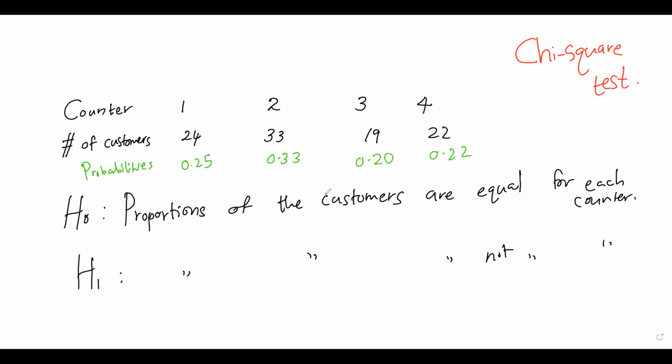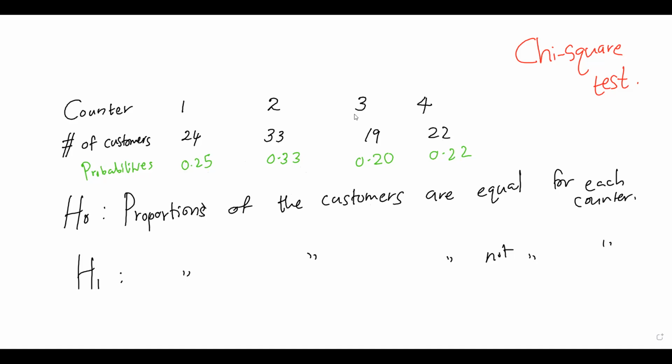Same hypothesis when the probabilities are different, right? Proportions of the customers are equal for each counter. So although the probability values are given according to the data set, the population value might or might not be the same, because by looking at these probabilities, we can see that they are slightly going in line, right? But we really cannot say by looking at the data. We expect these probabilities to be 0.25, 0.25, 0.25, and 0.25. But in real terms, it's not the case, so we check using a hypothesis.